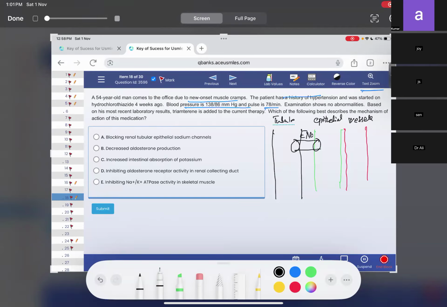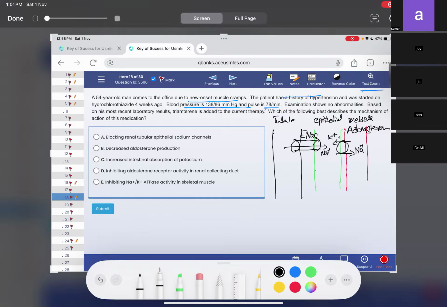This is ENaC. This will absorb sodium from the lumen into the epithelial cell, and here is another type of channel called the sodium potassium ATPase, which will transfer potassium here and move sodium into the blood. This whole process is regulated by aldosterone. Aldosterone will increase the production of ENaC, and ENaC will eventually absorb sodium, and this sodium will then move into the blood by the sodium potassium ATPase.